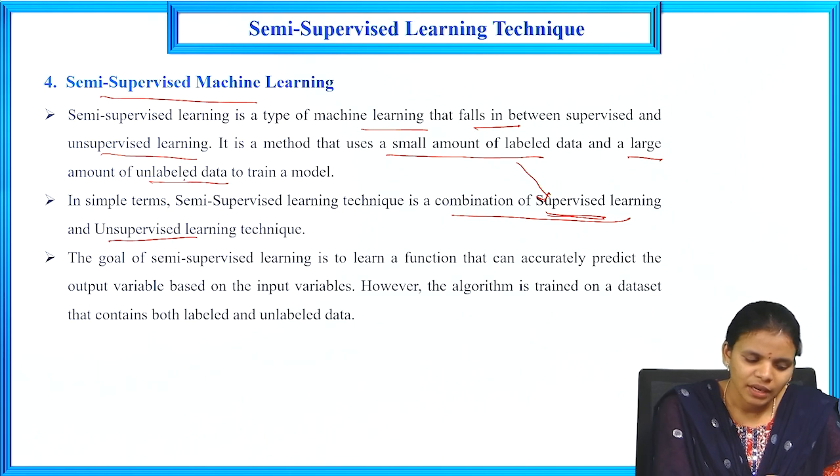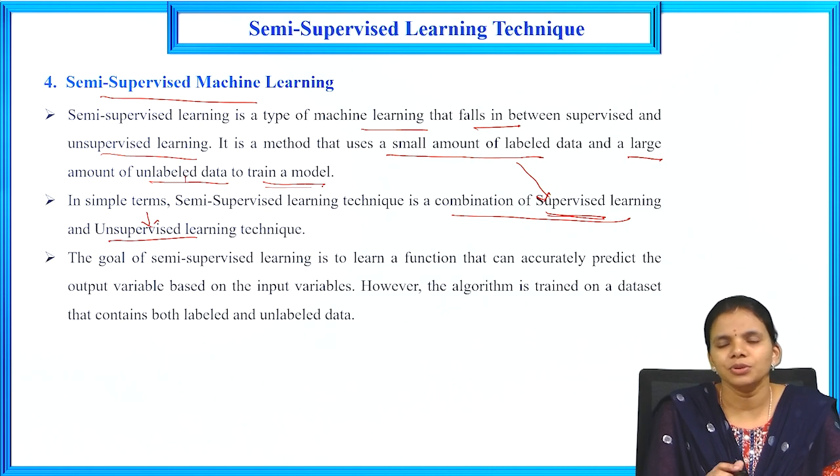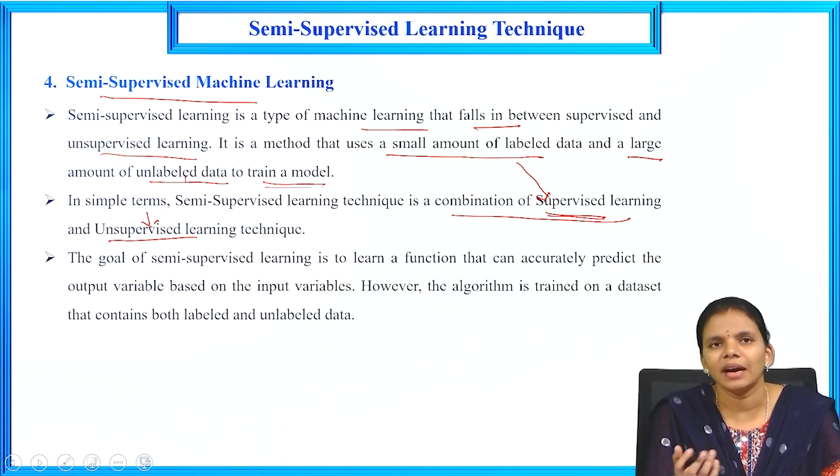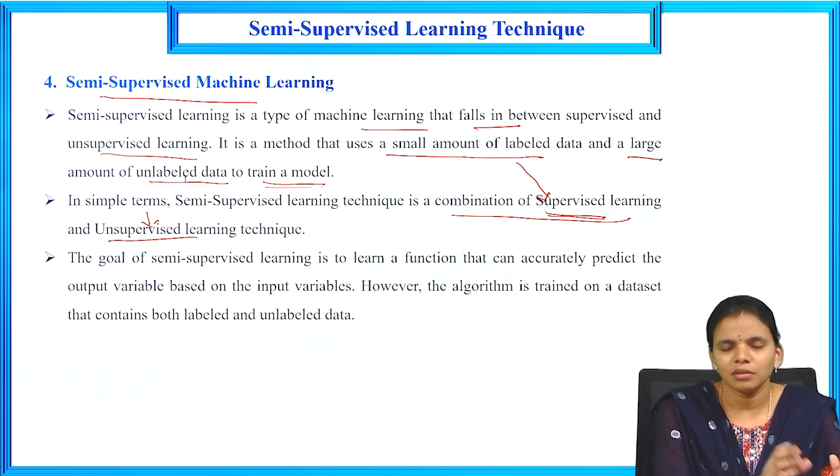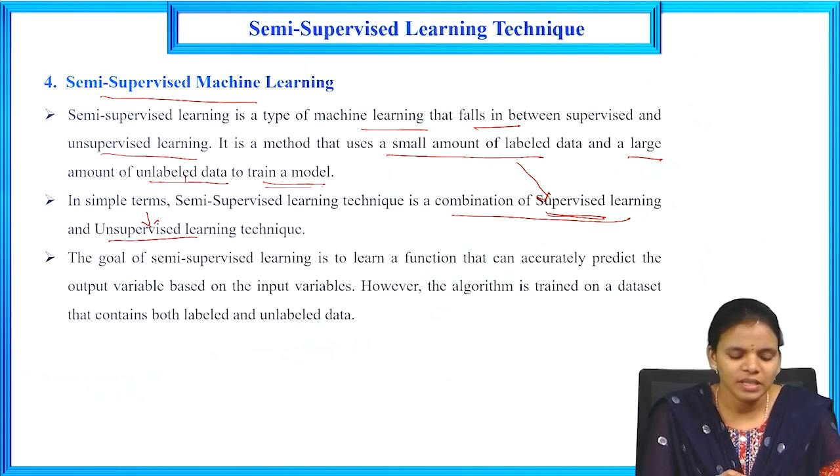It means it comes under the unsupervised learning technique to train the model. So it is using both a labeled data set and an unlabeled data set to train the model. Then how does it work, how is it being trained? So this is the working flow of the semi-supervised learning technique.